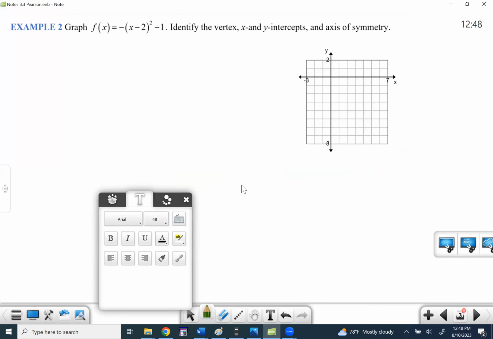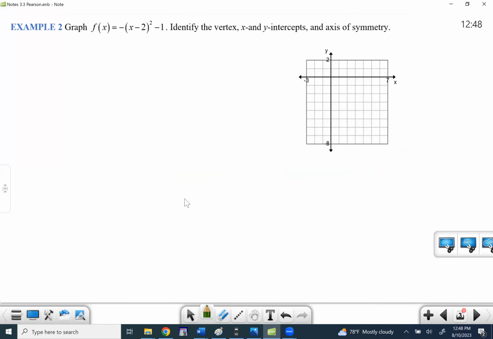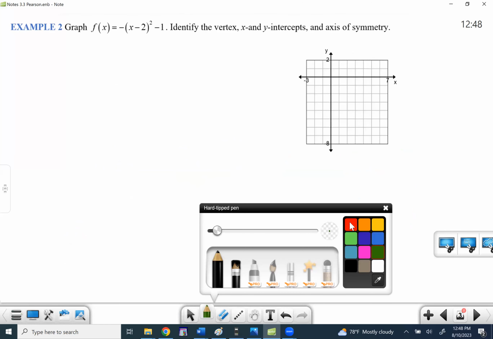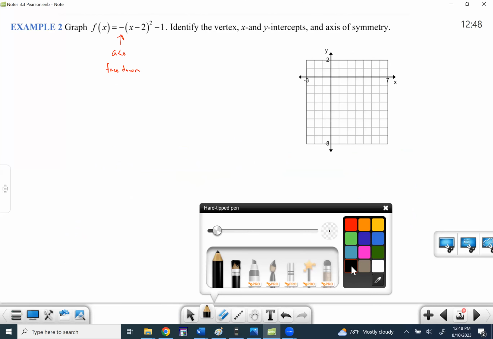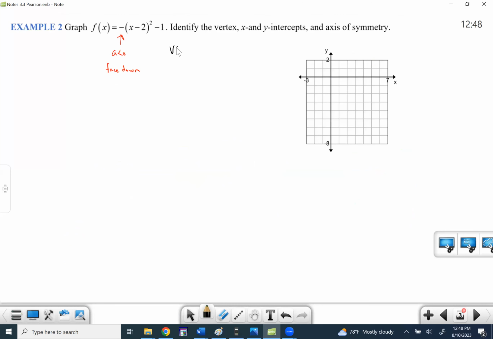Okay, let's try another one. So again, this one's given to us in vertex form. We can see, because the a is negative, that this is going to face downward. Okay, now let's go ahead and get the vertex. So remember, change the sign on this one because of setting it equal to 0, but don't change the sign on the -1. So our vertex is going to be over 2, down 1.